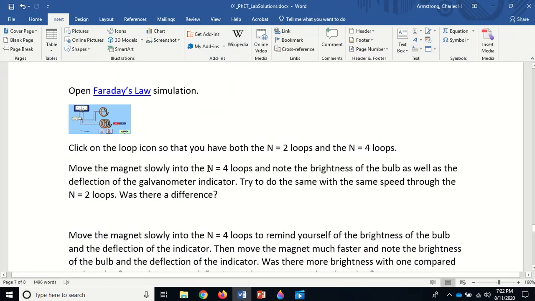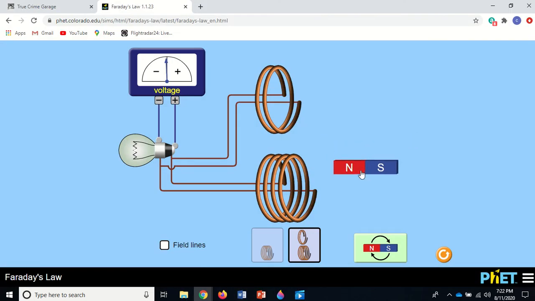Move the magnet slowly into the n equals 4 loops, and note the brightness of the bulb as well as the deflection of the galvanometer indicator. Try to do the same with the same speed through the 2 loop. Was there a difference? So I'll take this and move it slowly. Okay, slowly. It's a little bit of deflection. The light bulb gets kind of bright. Let's do this one. I'm moving it, trying to do the same speed.